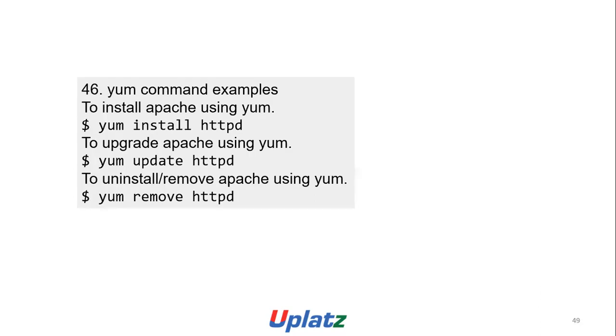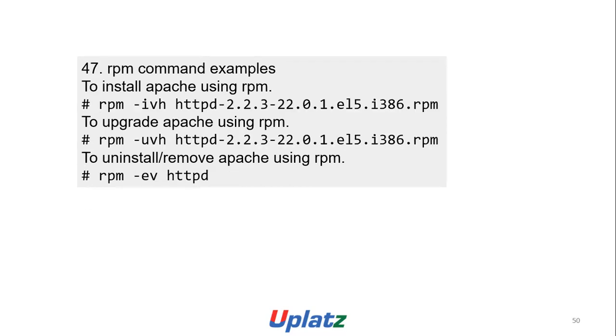Yum command example. To install Apache, use yum install httpd. To upgrade Apache, use yum update httpd. To remove Apache, use yum remove httpd.